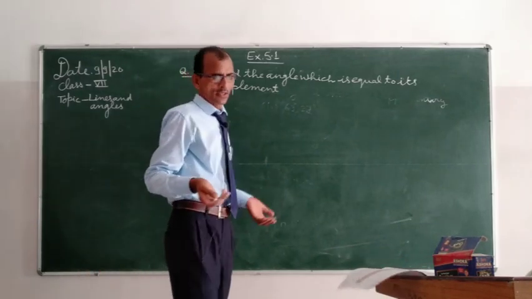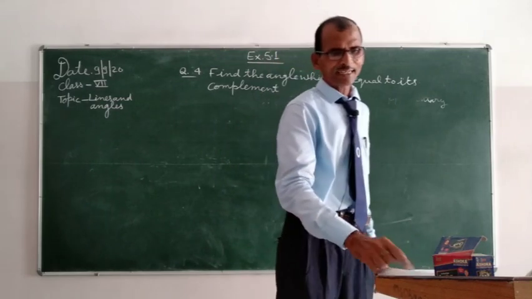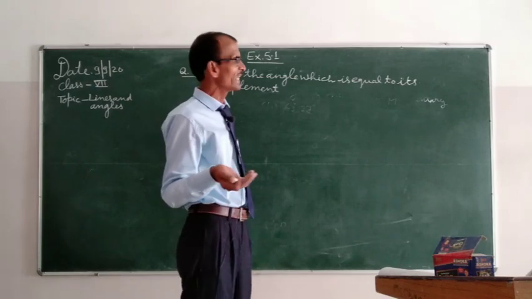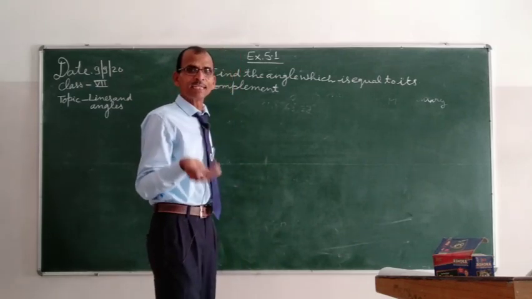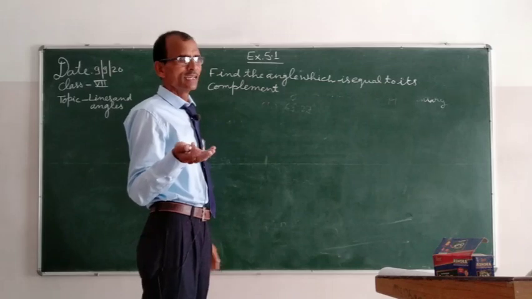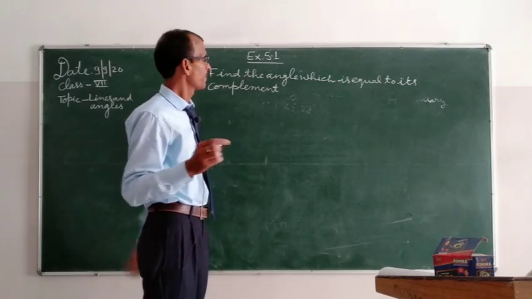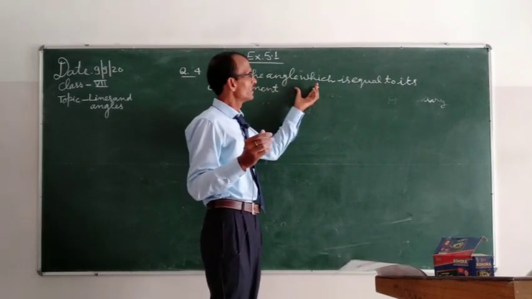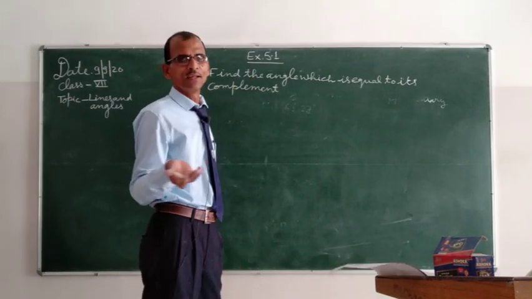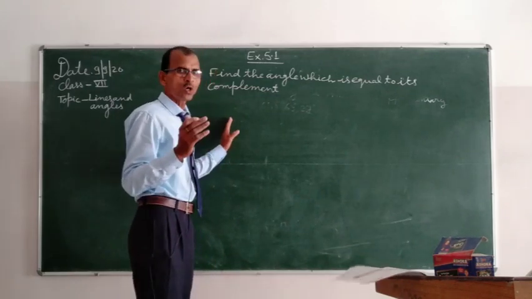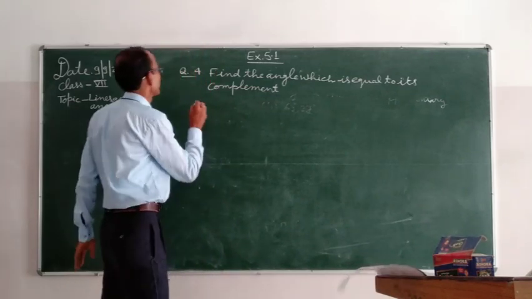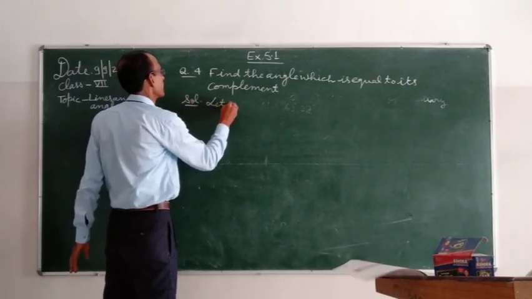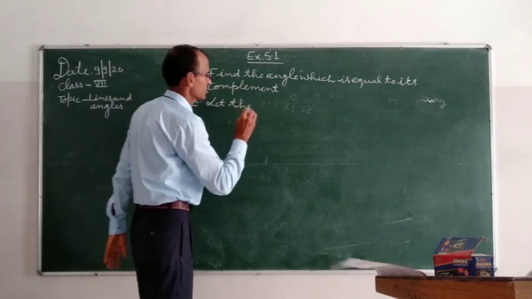Here we know that if the sum of two angles is 90 degree, then they are called complementary angles, and each of the angles is the complement of the other. Here we are given, find the angle which is equal to its complement. We do not know, so we suppose, let the required angle be x.